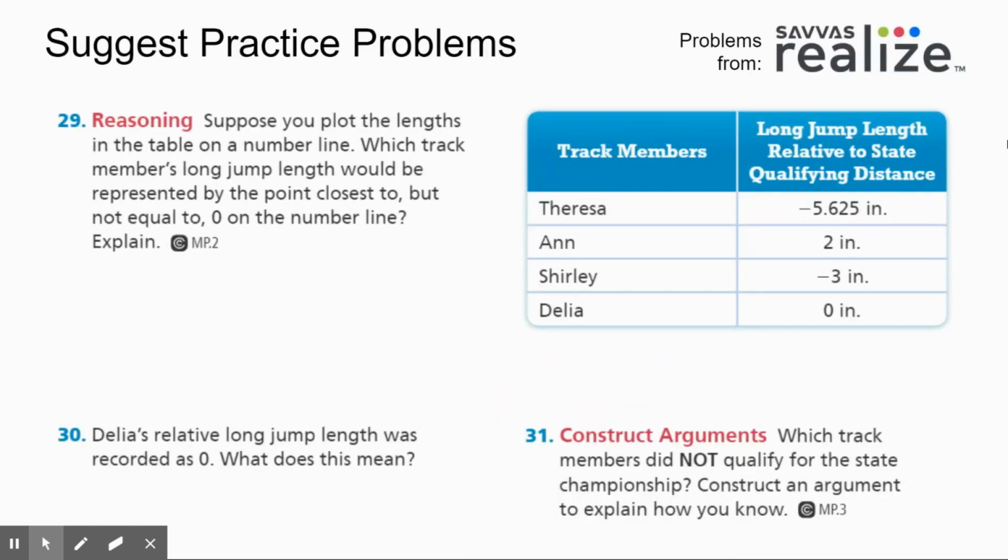I'll leave you with some suggested practice problems. These are all from SavvasRealize. They're in the 2.2 section, I think, actually. But all three of these problems are going to revolve around the table that you'll see there, with track members and the long jump length relative to state qualifying distance. Give them your best shot. Ready to go.